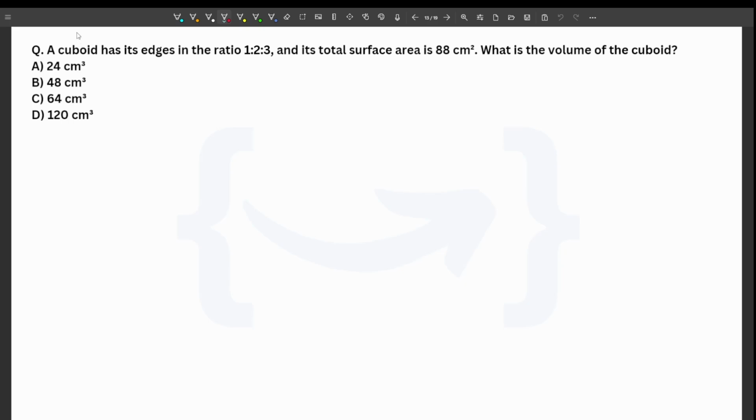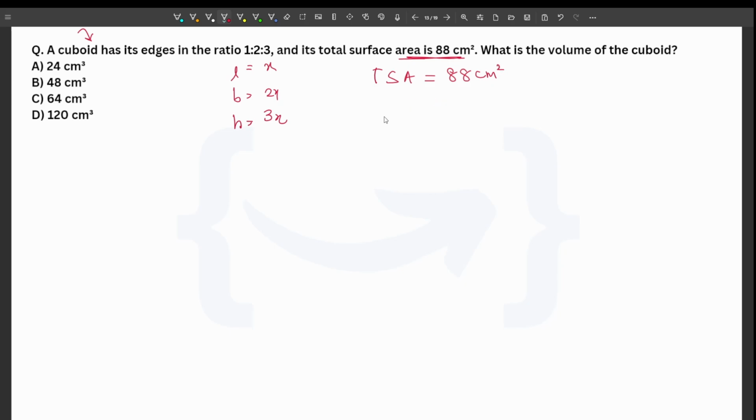So now let's hop to another question. The cuboid has its edges in the ratio 1:2:3. A cuboid has length, breadth, height, isn't it? It has x, 2x and 3x. If something comes as a ratio, we don't know the actual size. Let's take the actual length as x and do the task. The total surface area, TSA of the cuboid, is 88 centimeters square.